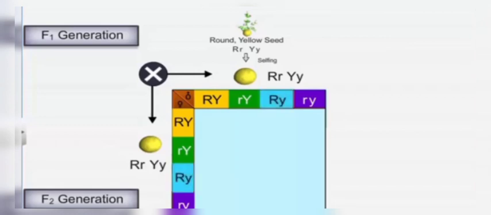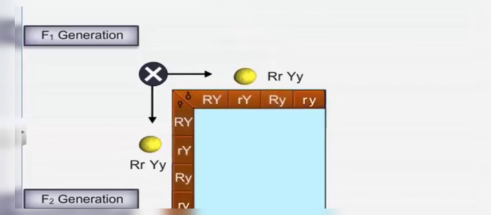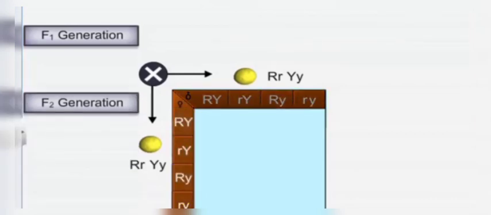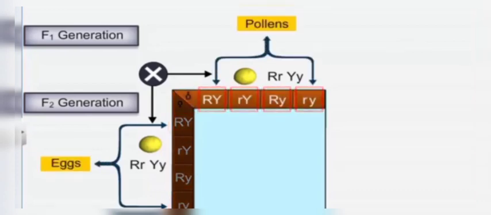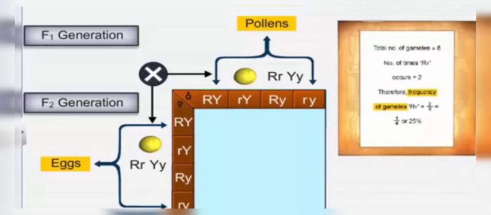Therefore, the genotypes of the gametes are of four types, namely capital R capital Y, capital R small y, small r capital Y, and small r small y. In other words, there are four types of eggs and four types of pollen. And we can see that the frequency of these gametes is 25% or 1/4 of the total number of gametes produced.